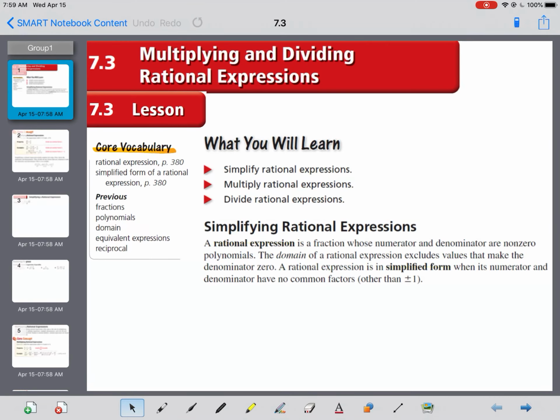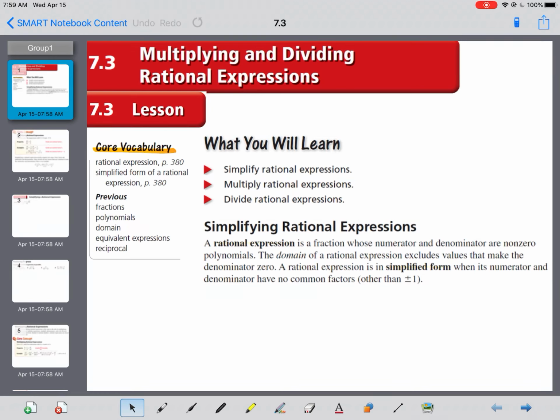Chapter 7, Section 3, Multiplying and Dividing Rational Expressions. We start with multiplying and dividing rational expressions because it is a little easier to multiply and divide fractional things than it is to add or subtract them. When you add or subtract them, the denominators have to be the same, but when you multiply and divide, they don't. So we're going to start with multiply and divide.